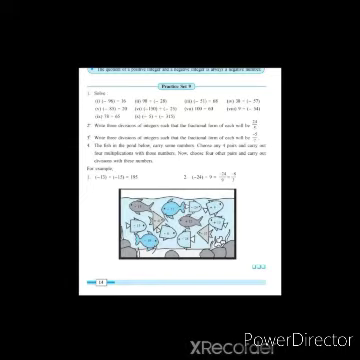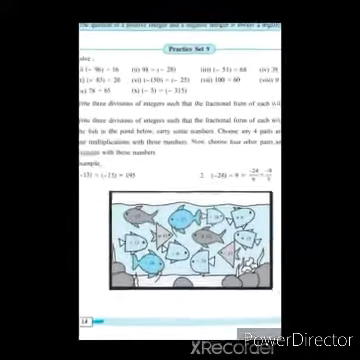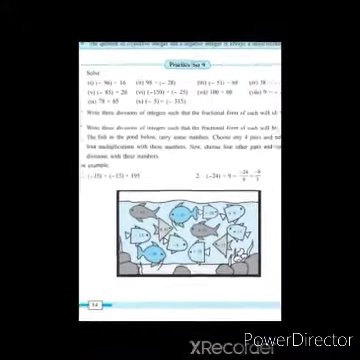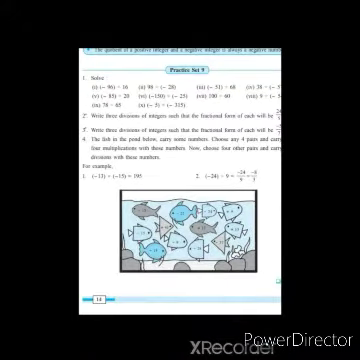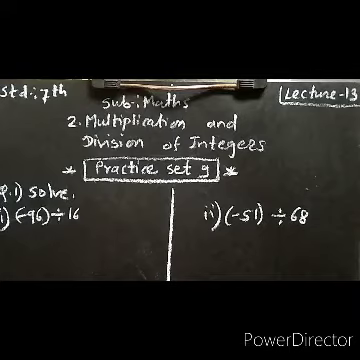My dear students, in the previous video we have seen examples of division of integers. Now let us see Practice Set 9. Now let us see question number 1. Solve. Example number 1.